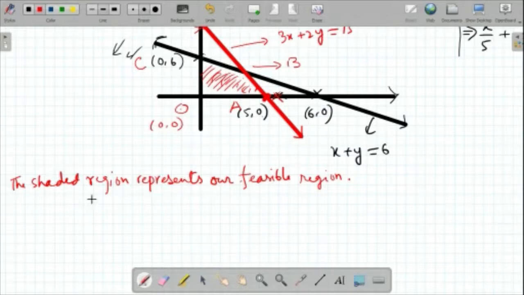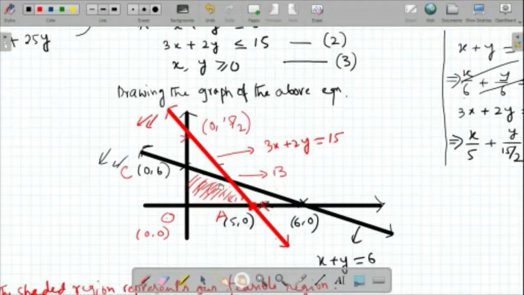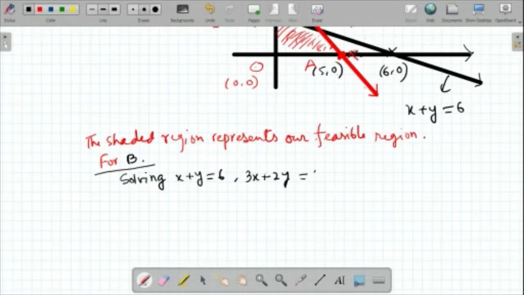Now let's try to find out b. B is the point where the red line and the black line meet. So we solve the equation of the red line and the equation of the black line. So write down, solving x plus y equals 6 and 3x plus 2y equals 15. Come on, solve those.